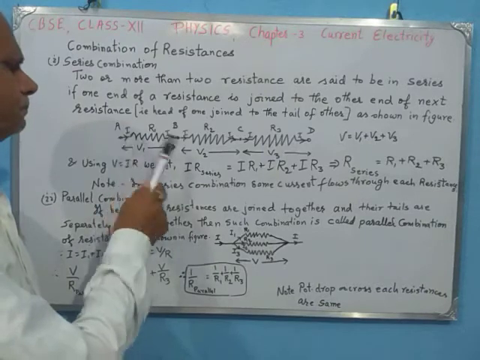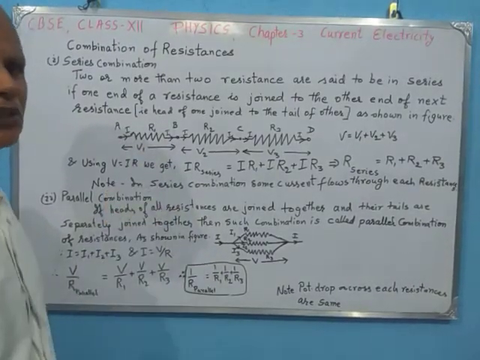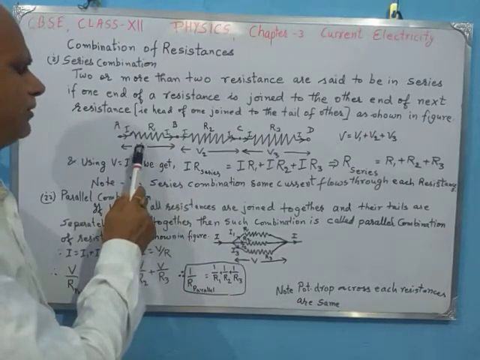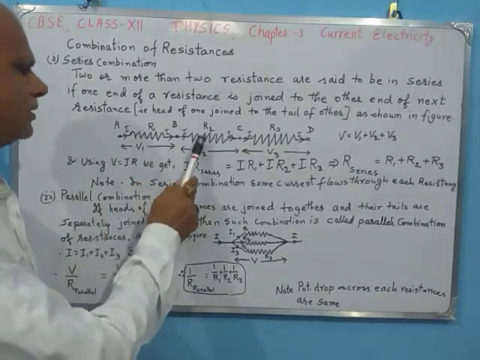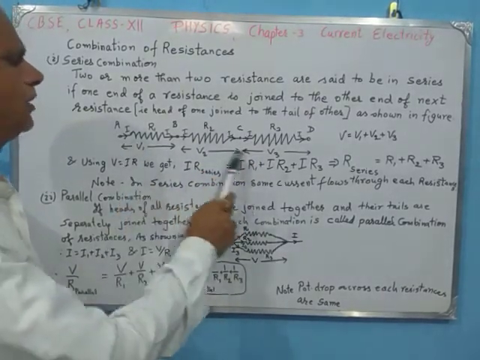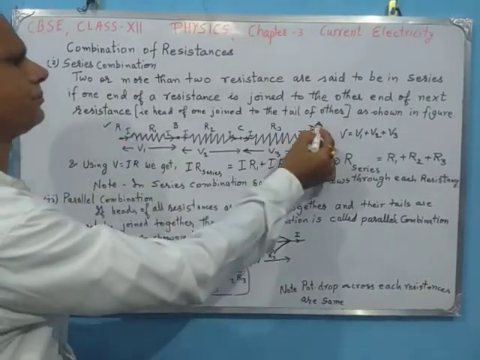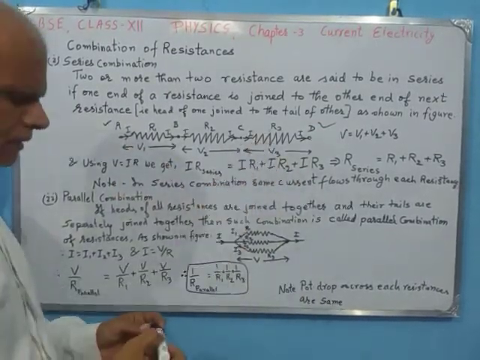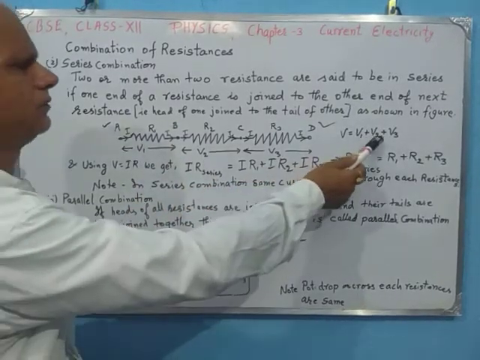Here you can see resistances are different, so we can have different potential drop across each resistor, and therefore we can have individual potential drops across R1, R2, R3 being V1, V2 and V3. All these together will give the total potential drop across the end AD, and therefore the total potential drop across the series combination will be equal to the sum of individual potential drops, that is V1, V2, V3.